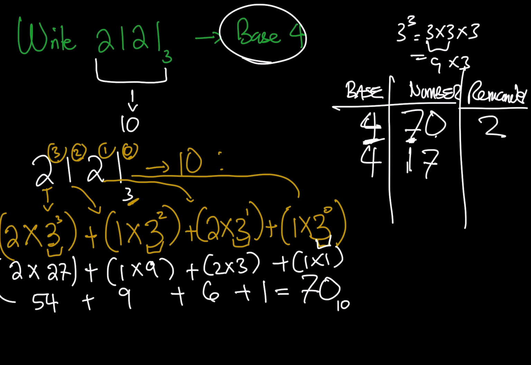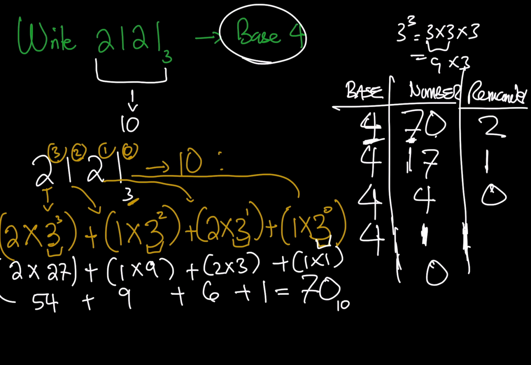4 will go into 17 how many times? It cannot be 5, but it can be 4, because 4 times 4 is 16. 16 from 17, it's remainder 1. Can 4 go into 4? Yes, it's 1. Is there any remainder? No, because 4 can go into 4 exactly 1. What about 4 going into 1? Is it possible? No. So we put 0 here. 4 can go into 1 0 times, but there'll be a remainder of 1.